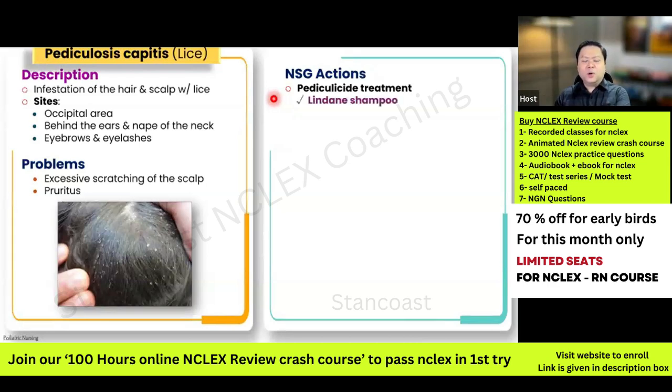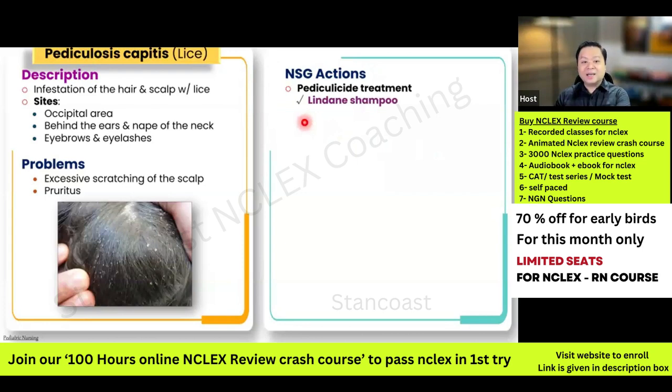And so what we're going to expect here when we are treating the patient, when they're admitted to the hospital, is that they're going to be given a pediculicide treatment. And one common treatment here is the Lindane shampoo. Okay, so this is something that is commonly used.